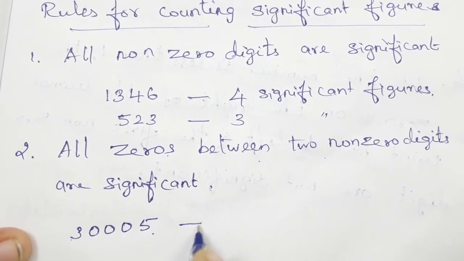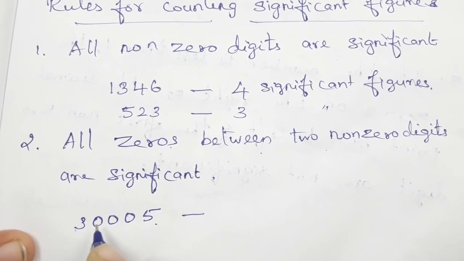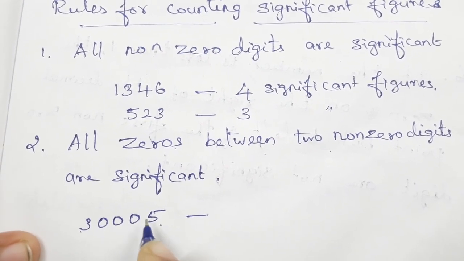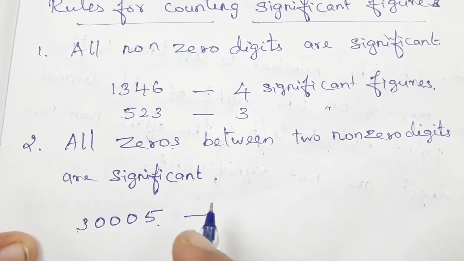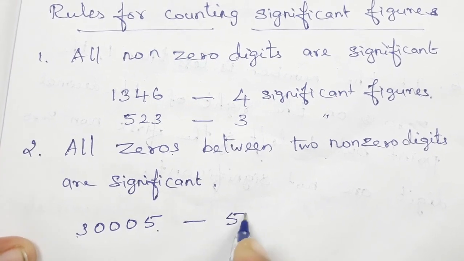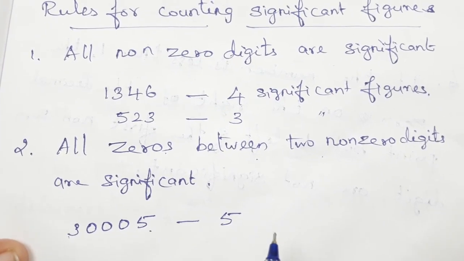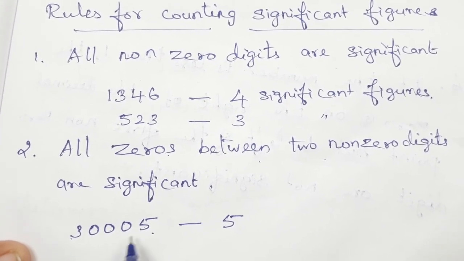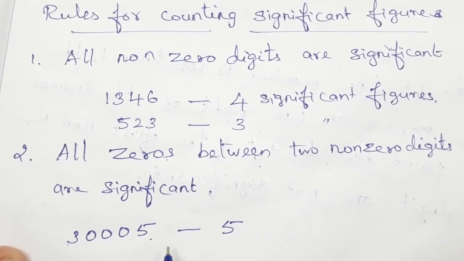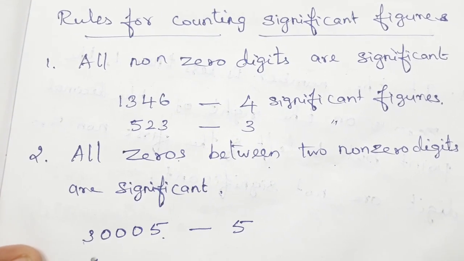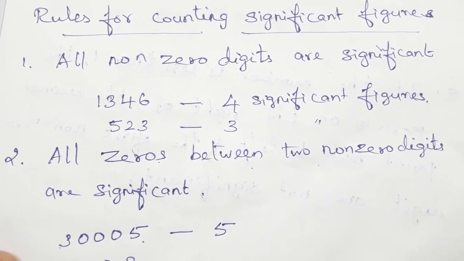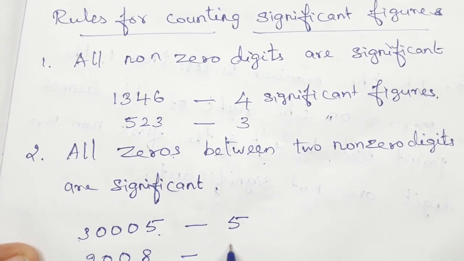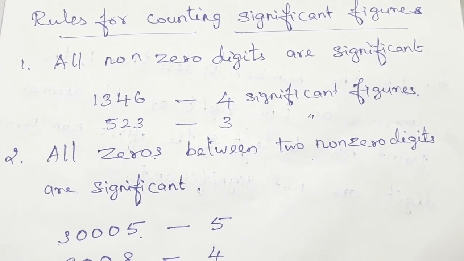So how many significant figures are there? 1, 2, 3, 4, 5. So it has 5 significant figures. All the zeros between the two non-zero digits are significant. So 2008 means it has 4 significant figures.